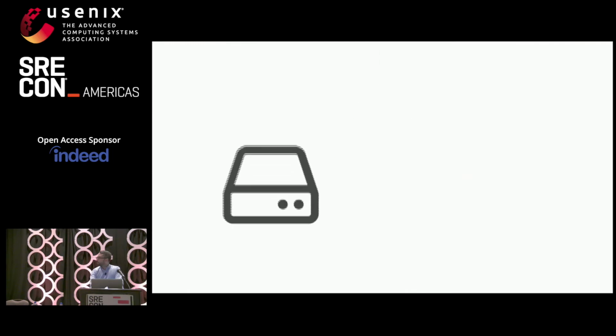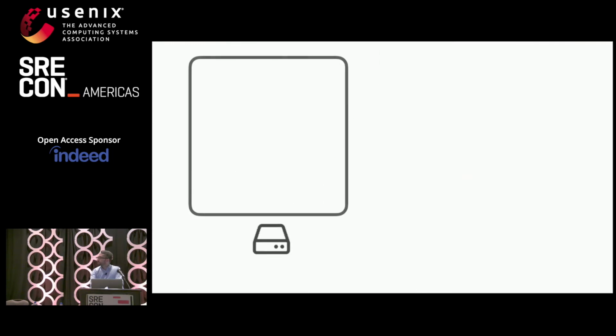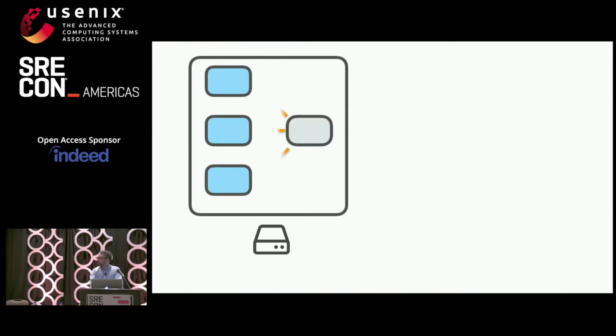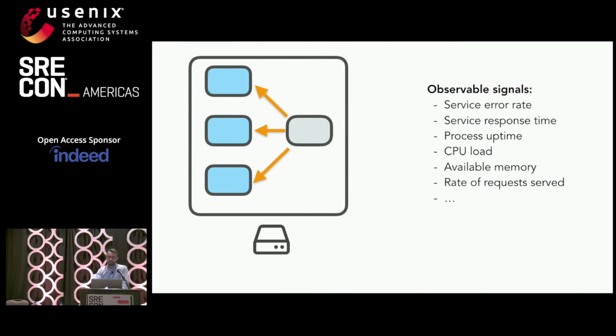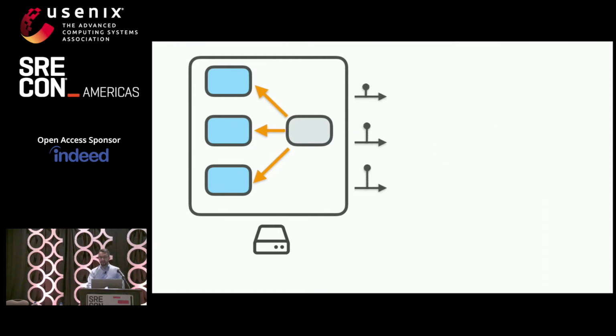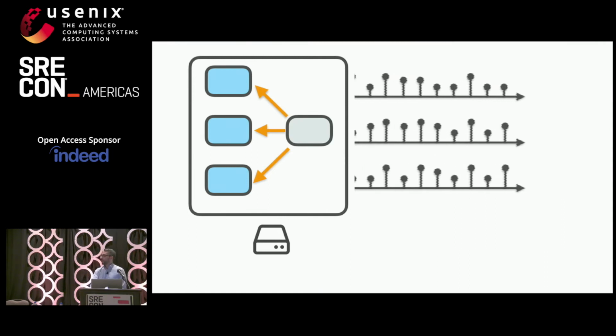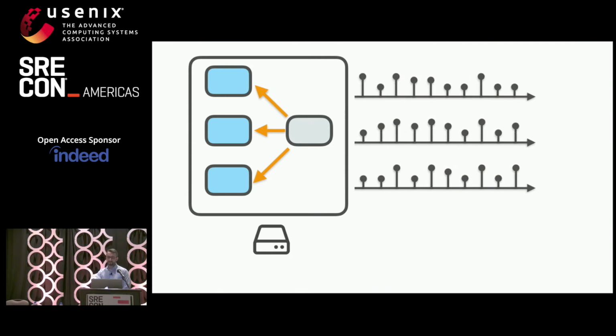So we have each single host, and each single host has a number of components. Starting with, we implement a daemon, which periodically checks certain metrics on the machine. The signals collected can be, for example, service error rate, response time, processor time, CPU load, and so on. We collect these numerical metrics at a fixed time interval, and we stream them to a logically centralized location outside of the machine.